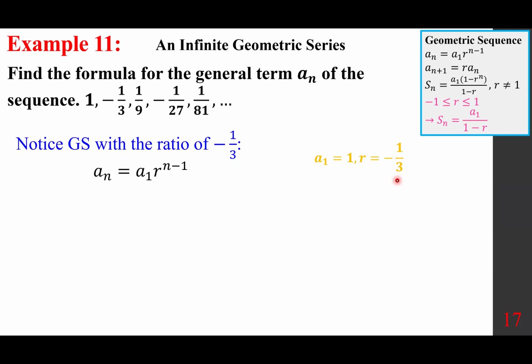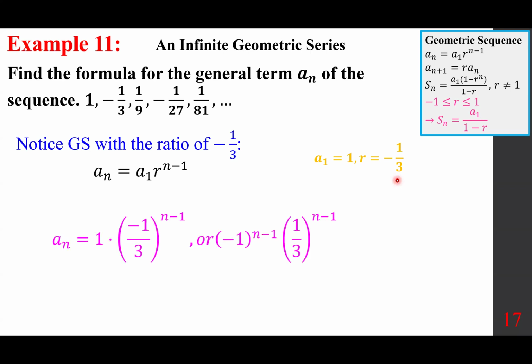Okay. What happens next? Plug in. We have A sub 1 as 1, R as negative 1/3 to the power of n minus 1. Now, normally when you have a negative sign, it alternates. For the alternating sign, they like to separate the two. So they may put the negative 1 out and say, okay, it's negative 1 either to the power of n or n minus 1 or n plus 1. N minus 1 and n plus 1 work the same way.